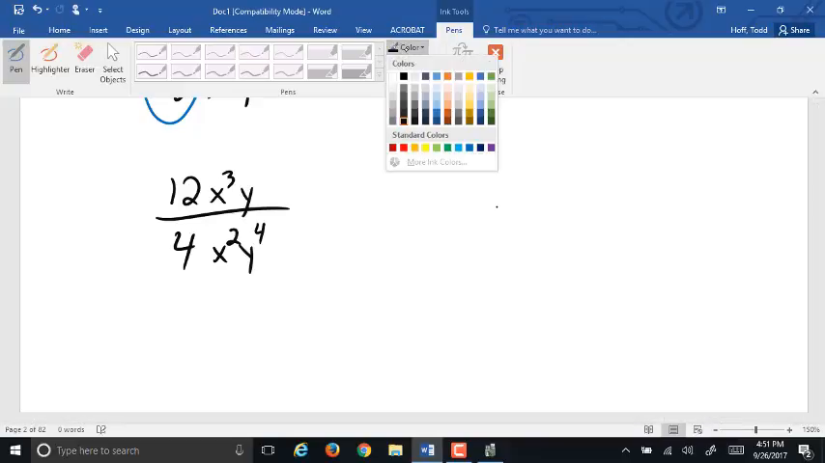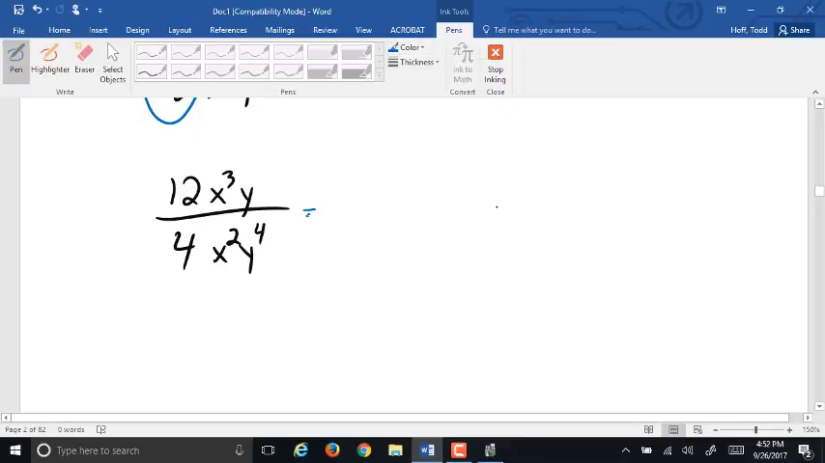12x to the 3rd y over 4x squared y to the 4th. If we try to divide that, 12 divided by 4 is 3. It's going to be x to the 1, or just x, since 3 minus 2 is 1. Y becomes a problem, though. We've got 1 minus 4, that would be y to the negative 3. So we've got 3x y to the negative 3.